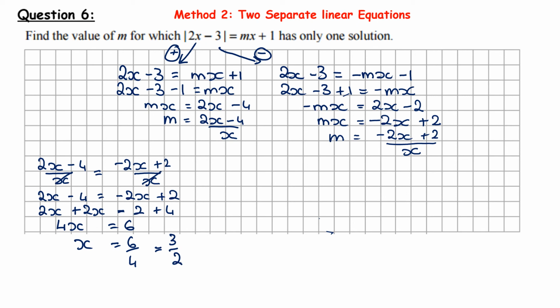So then we have to go back and find our value for m. So we can use either equation here to sub it back in. So we say 2 times 3 over 2 minus 4 all over 3 over 2. And we're left here with 3 minus 4 all over 3 over 2. Gives us minus 1 over 3 over 2, which gives us minus 2 over 3 as our value for m.